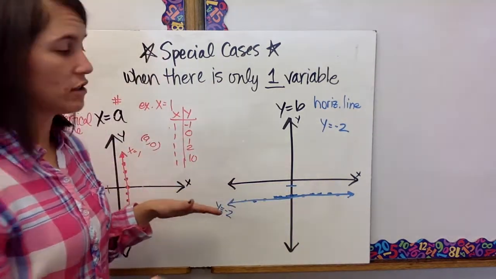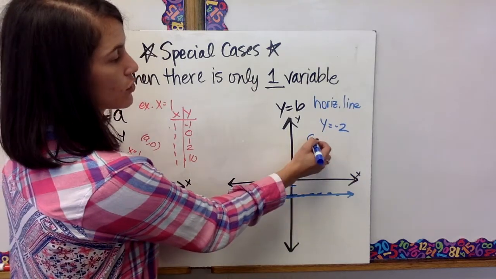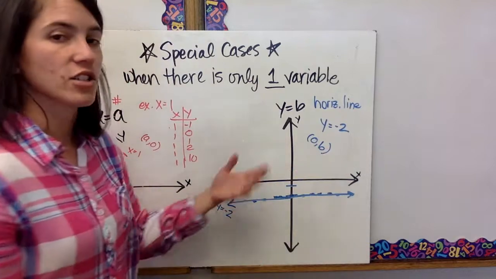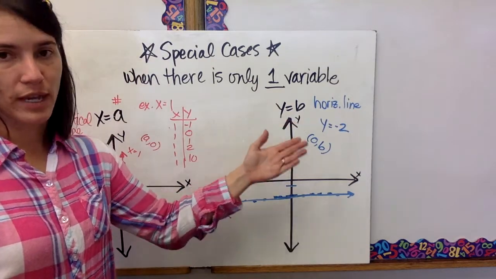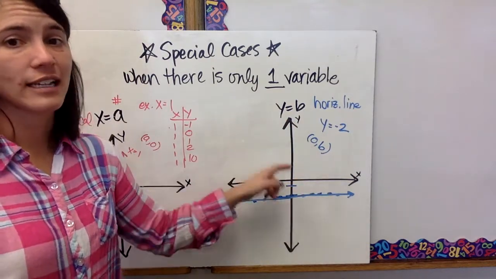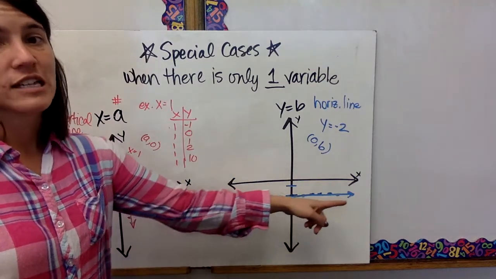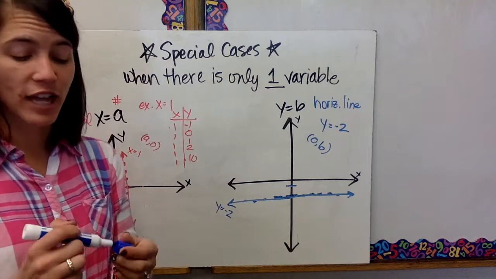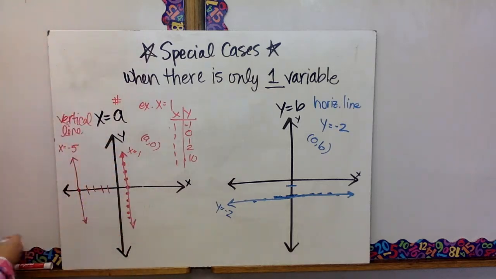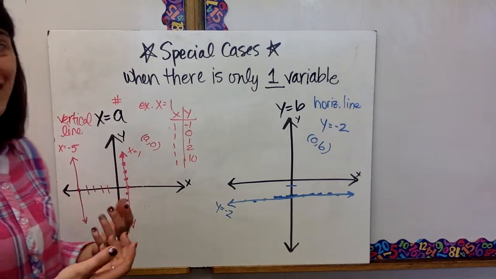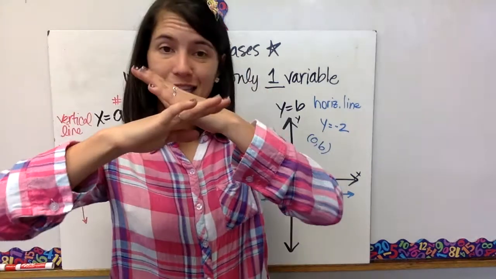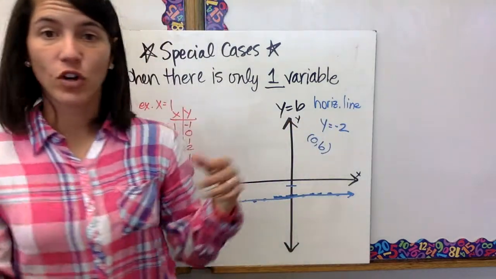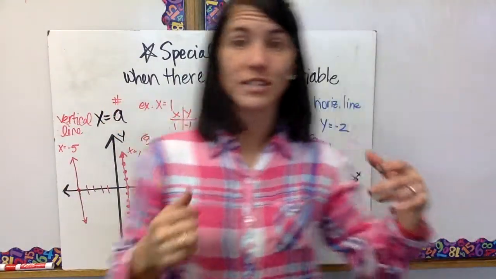It always passes through 0, b, whatever it is. Because it's not going to go left or right, it's going to go up or down, negative 2. Every time, negative 2. So those are the special cases if you only have one variable. If you have two variables, x and y, then your line is going to be slanted or diagonal. But if you only have one variable, it's either going to be a vertical line or a horizontal line.